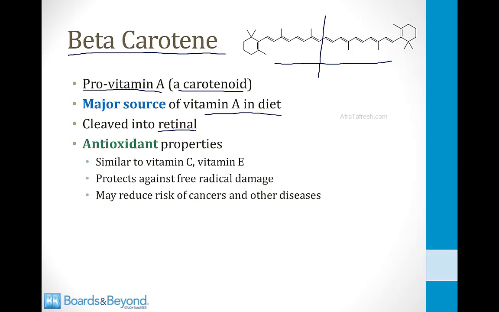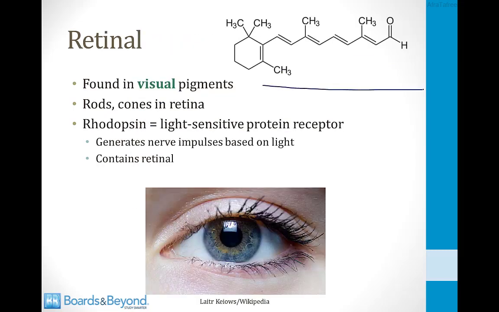Beta carotene, in addition to being a source of vitamin A, has antioxidant properties by itself. This is similar to vitamin C and vitamin E, which we'll talk about later in this module. Beta carotene, vitamin C, and vitamin E are all antioxidants, and they protect against free radical damage inside tissues in the body. And there is some evidence that these vitamins and beta carotene may reduce the risk of cancer and other diseases. This is the structure of retinal on the screen here.